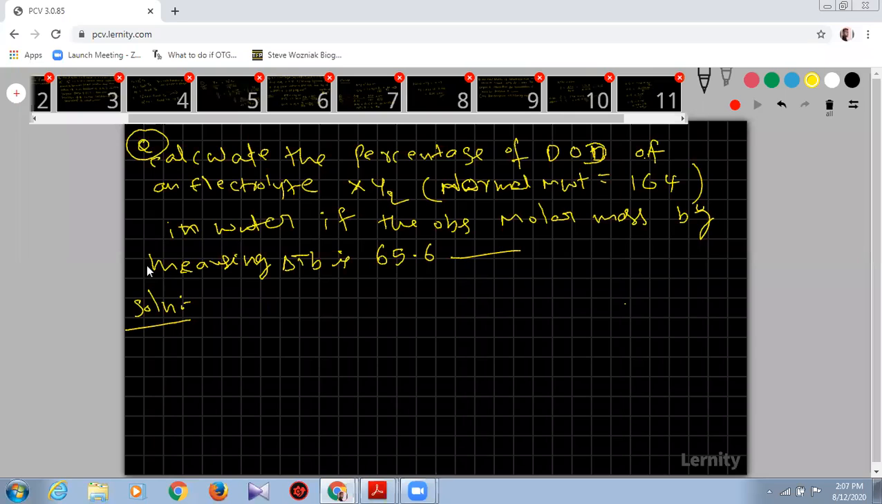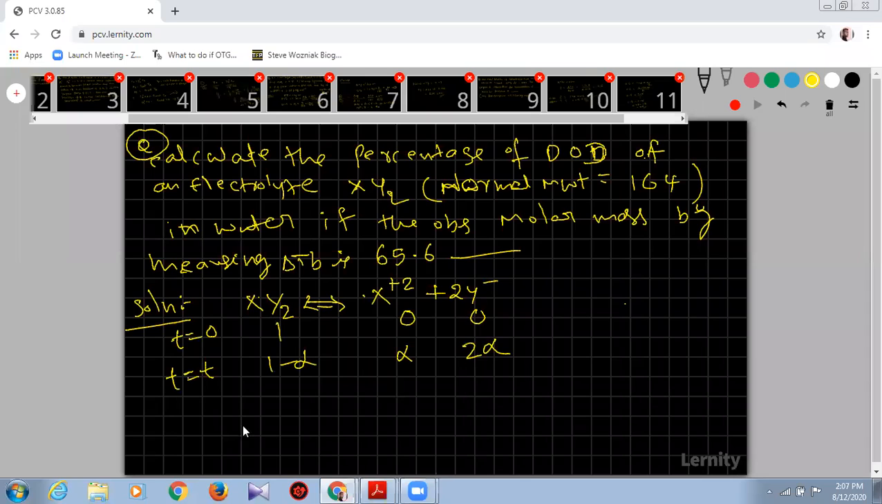First, XY2 was given. If it gets dissociated, then X plus 2, plus 2Y minus 1. Am I right or not? Initially, at t equal to 0, we have 1, 0 and 0. At a certain time t, we get 1 minus alpha, alpha, and 2 alpha. Am I right here?